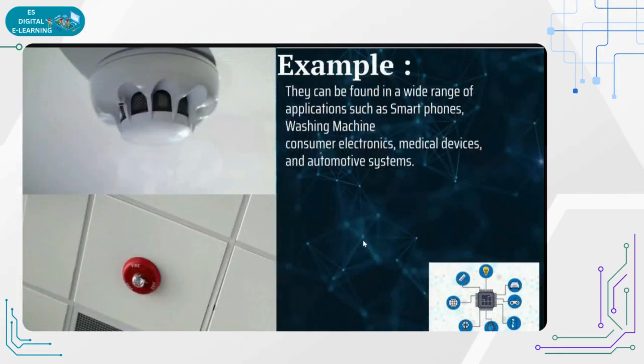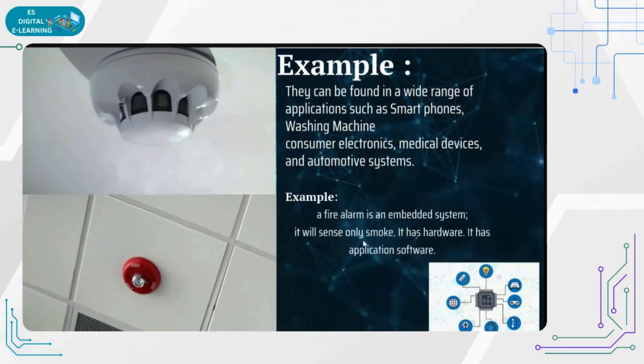Examples: we can see embedded systems everywhere. Like an alarm in the office, whenever the sensors identify fire or smoke, the alarm will sound automatically and the bell will ring. This is one example, and we see daily smartphones, washing machines, and consumer electronics. Everywhere embedded systems play a major role.